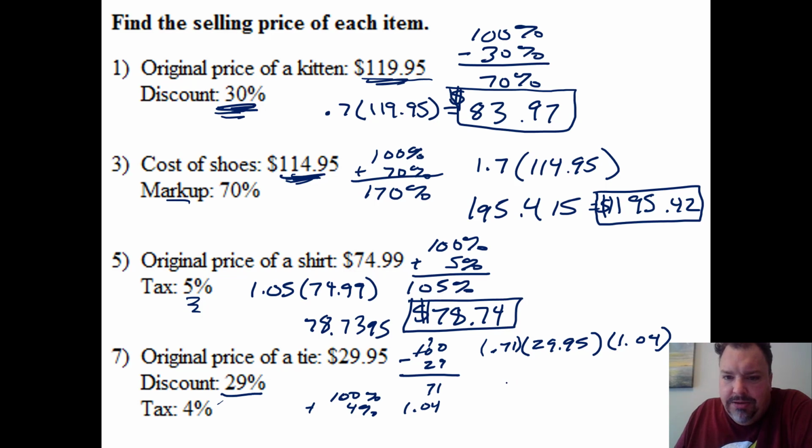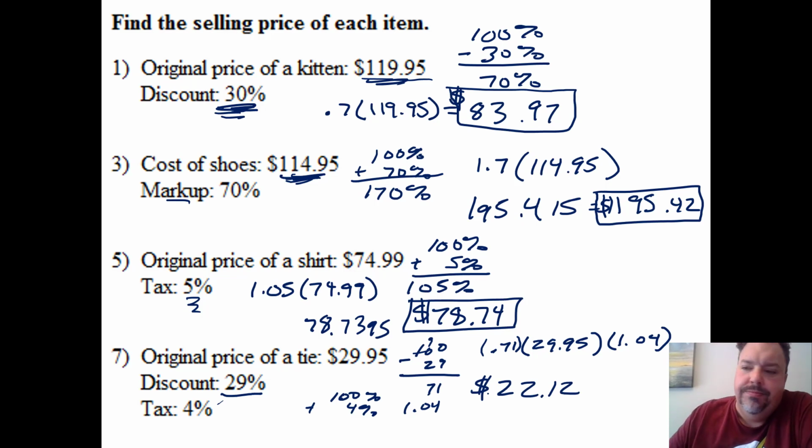The price is now $22.12. So that is how you find the selling price after discounts, markups, and taxes.